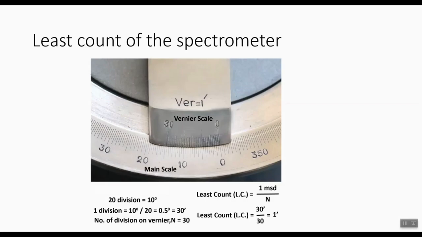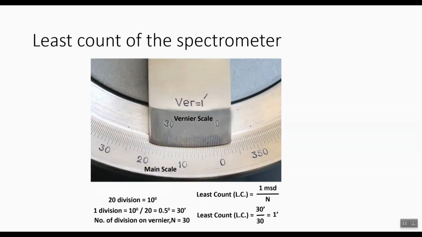Before taking the readings, you need to determine the least count of spectrometer. Since we have a main scale and a vernier scale on both verniers, the total reading will be MSR plus VSR into least count. To calculate the least count, consider the divisions from 0 to 10 in this figure. How many small divisions are there in between 0 and 10? On the main scale, 20 divisions are there. So 20 divisions on the main scale actually represents 10 degree.